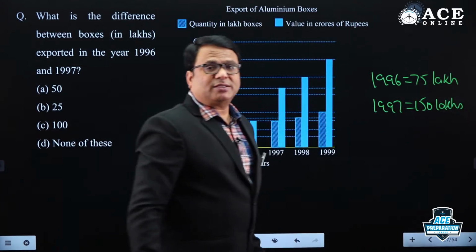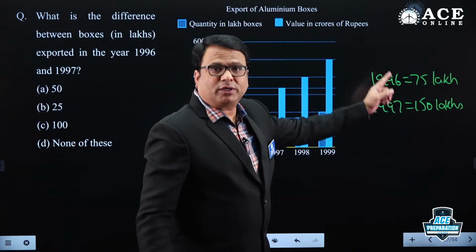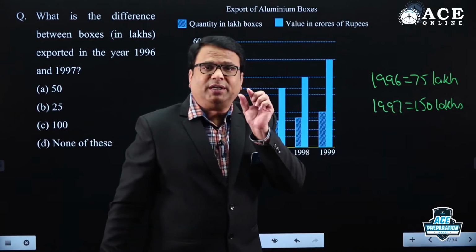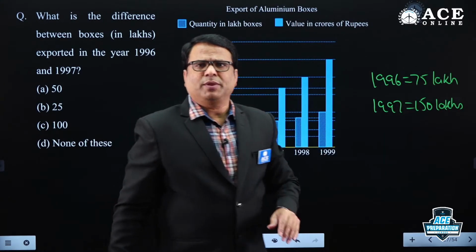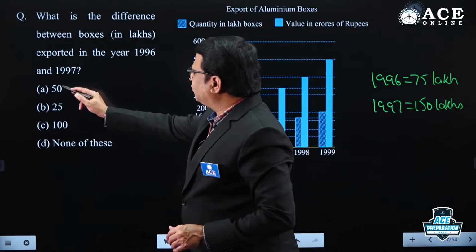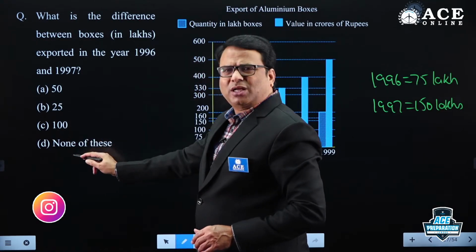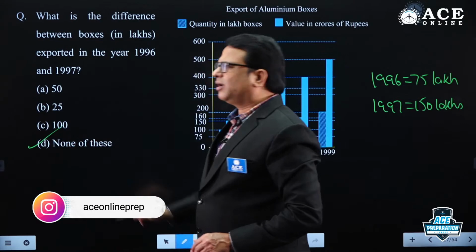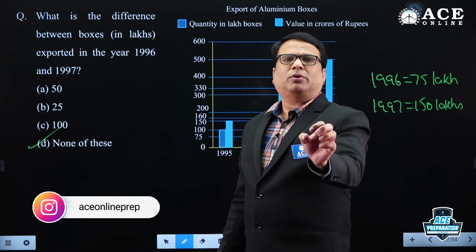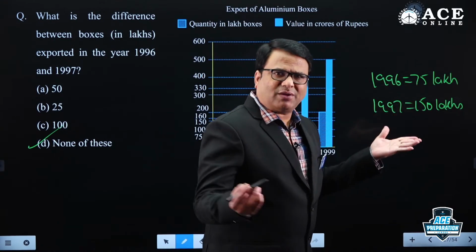So what is the difference in the number of boxes exported in the year 96 and 97? What is the difference between these 2 years? You can clearly see the difference is 75 lakh boxes. And do we have 75 lakh boxes in the option? No. Here it is 50 lakhs, here it is 25 lakhs, here it is 100 lakhs, and here it is none of these. So we have to go for none of these because we know the difference in the number of boxes exported is 75 lakhs. Difference between 75 and 150 is 75 lakhs.